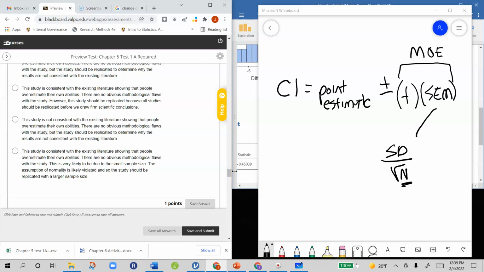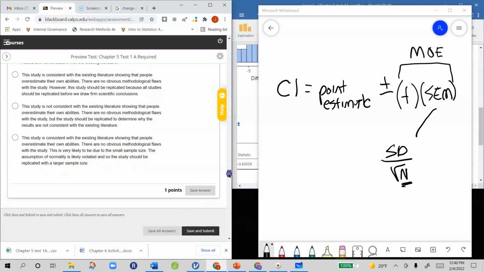So the last option is not correct, right? The assumption of normality is probably not violated because our sample size was at least 30, right? The study should definitely be replicated, but not simply because of sample size. Just because generally it's a good idea to replicate studies, right? But what we need to know is, why is this study not consistent with the other literature?